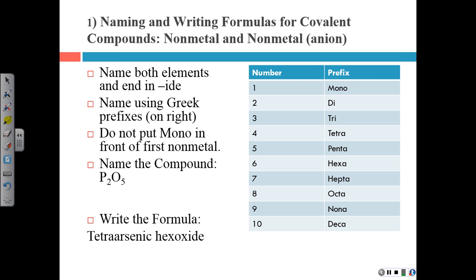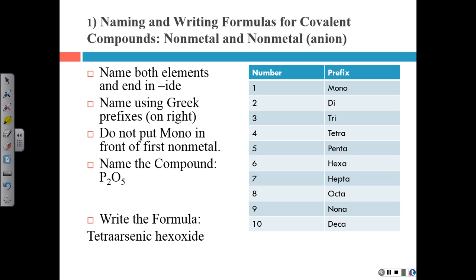At the end of your name, you're always going to end in IDE. That's actually going to be common for all of our classifications. So if you have chlorine as your last element, we would call it chloride. You would drop the INE and add IDE.